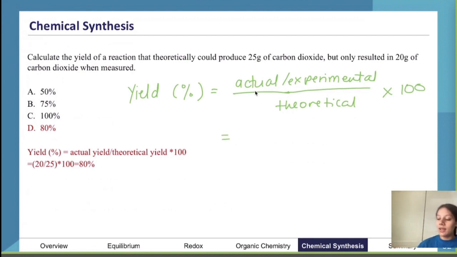So we have 20, that's what we actually got. Theoretically we should have produced 25. And we multiply by 100. We pop that into our calculator, multiply by 100, and that gives us our 80%. So the correct option there is D.